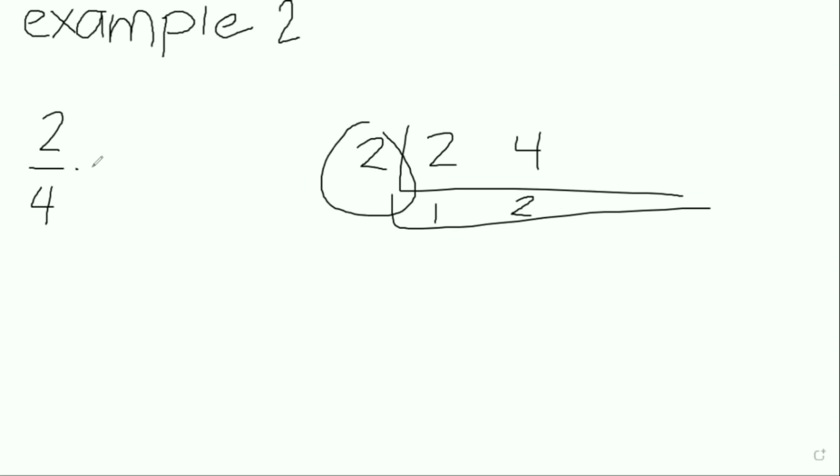So we are going to divide the numerator and the denominator by the GCF. So 2 divided by 2 equals 1. And then 4 divided by 2 equals 2. Therefore, the lowest term of 2/4 is 1/2.